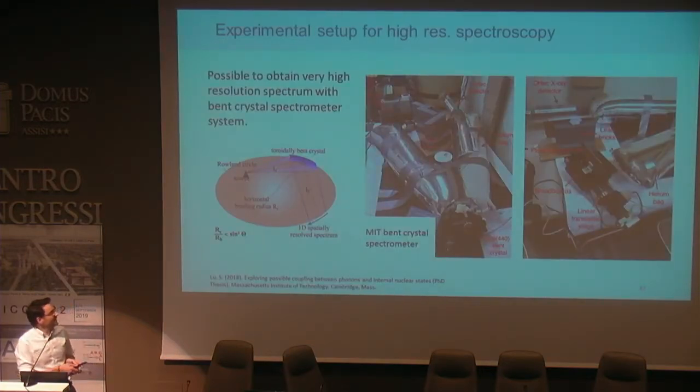And the way to get higher resolution is to use a bent crystal spectrometer, where you map the energy to different angles of a circle. So then you scan along your circle, and you can get very high resolution views of your gamma emission.